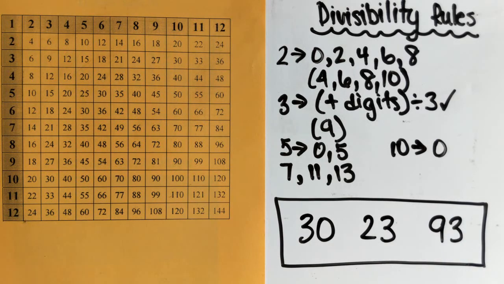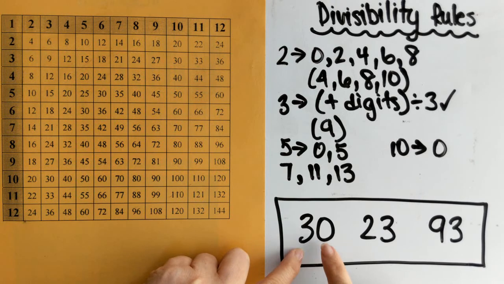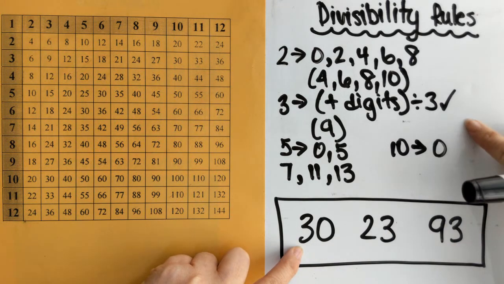For today's example, we're going to work with the numbers 30, 23, and 93, to see which of these are prime or composite. So we're looking for primes and composites. Now let's look at 30. A smart student would use the divisibility rules first.